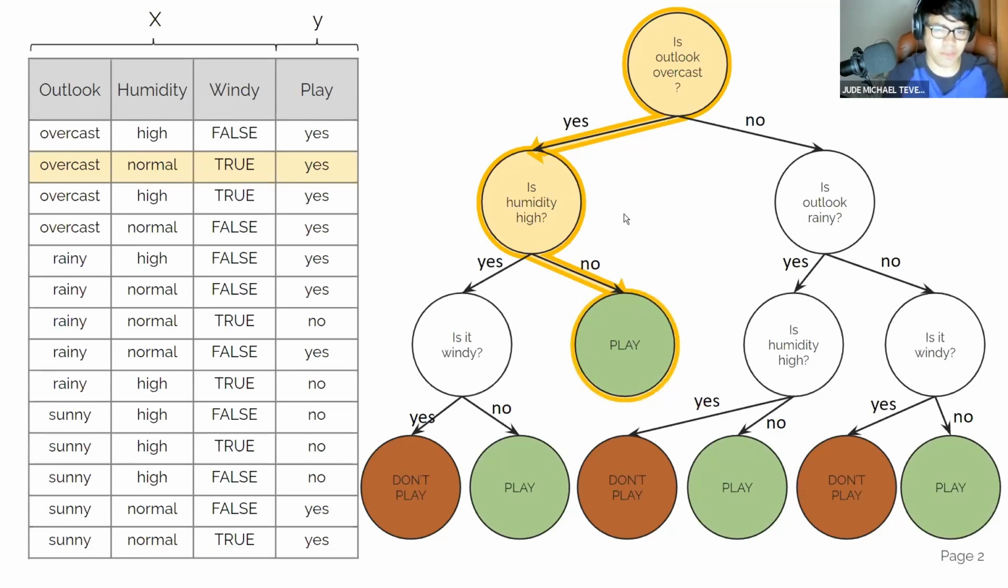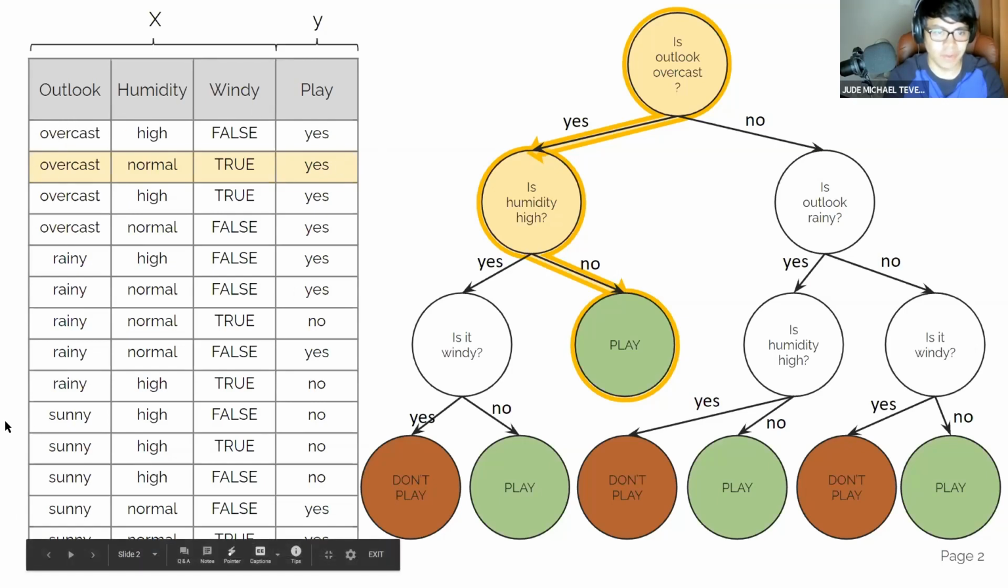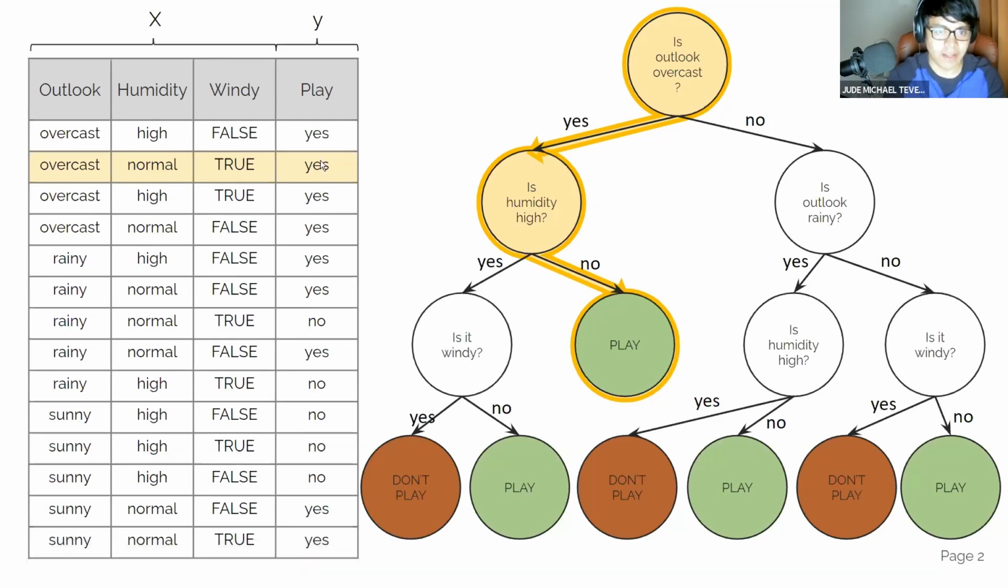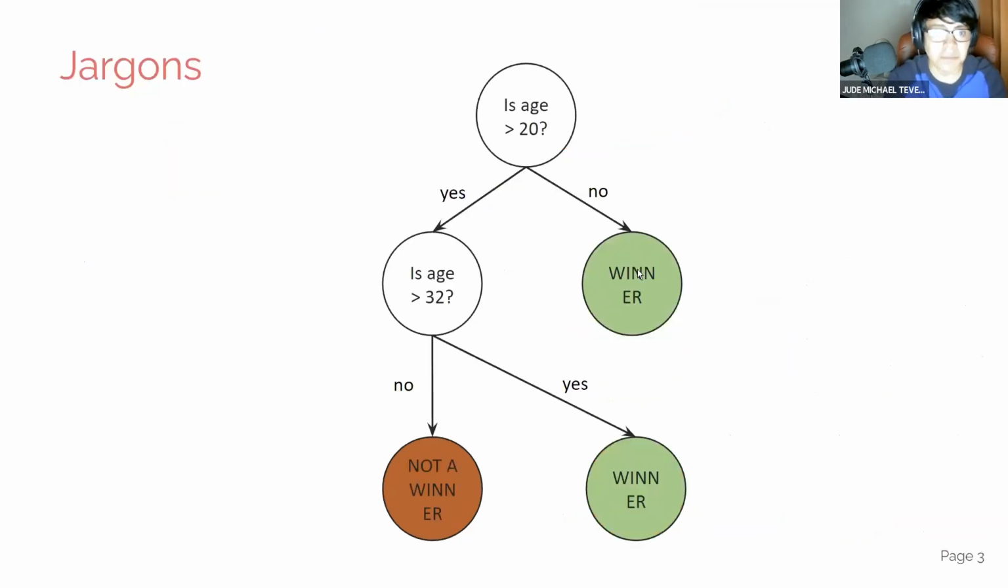But how does it do that? How does it come up with those queries? Basically, how does it know which among all the values of all the features that it has should it use for the question here? I mean, it could be, is Outlook rainy, is Outlook sunny, or is humidity normal or low? Why is it high?